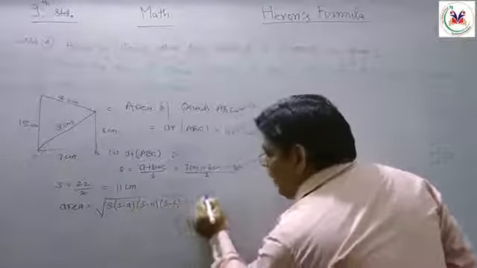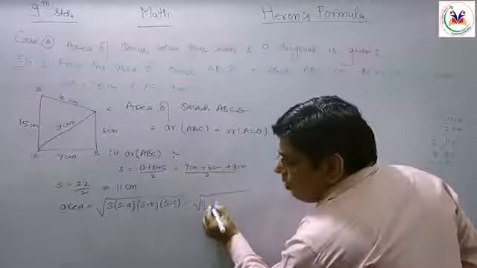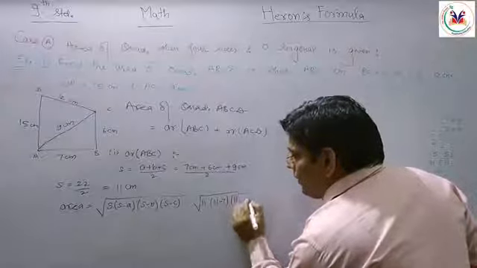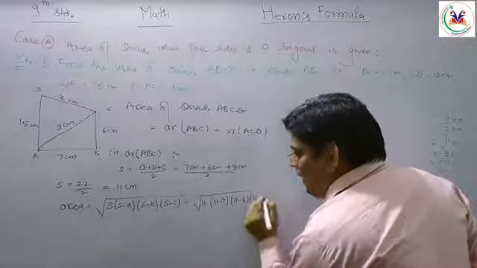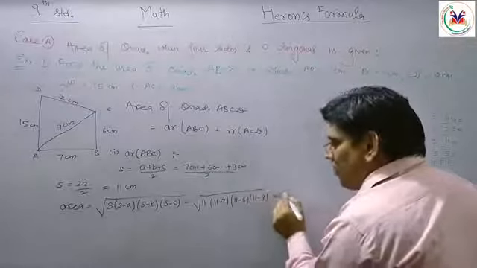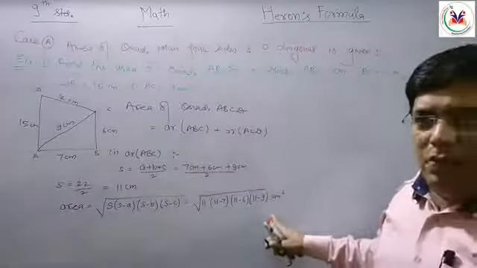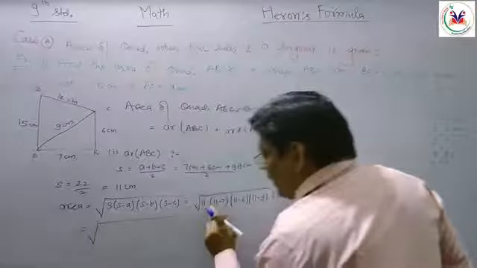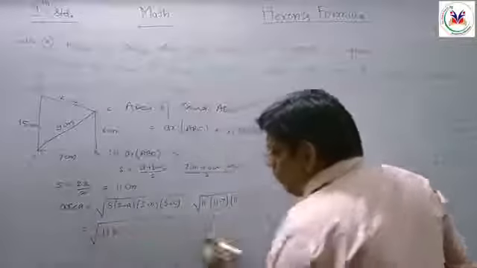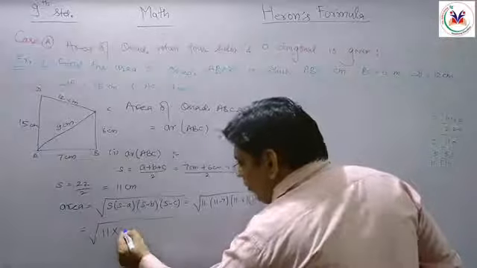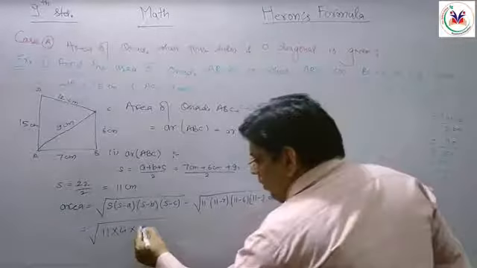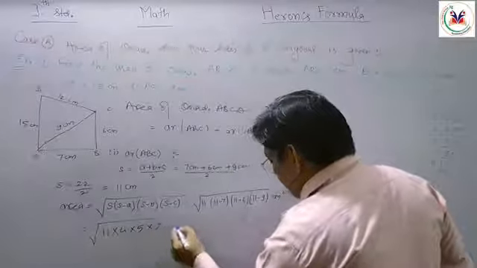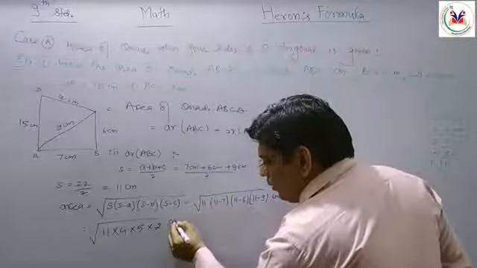So what will be S? S we have got is 11: 11 minus 7, 11 minus 6 and 11 minus 9. And that will be centimeter square because the unit of area will be square. Now we can write 11 into 11 minus 7, which is 4, 11 minus 6 is 5, and 11 minus 9 is 2, in centimeter square.